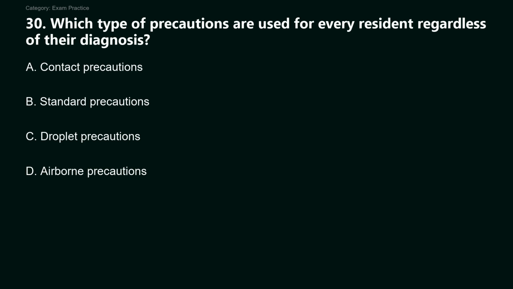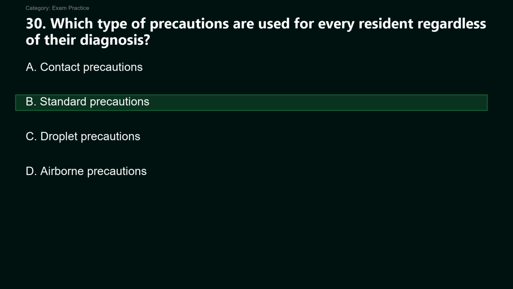Question 30. Which type of precautions are used for every resident regardless of their diagnosis? Option A, contact precautions. Option B, standard precautions. Option C, droplet precautions. Option D, airborne precautions. The correct answer is option B, standard precautions. Standard precautions prevent the spread of pathogens through blood and body fluids.